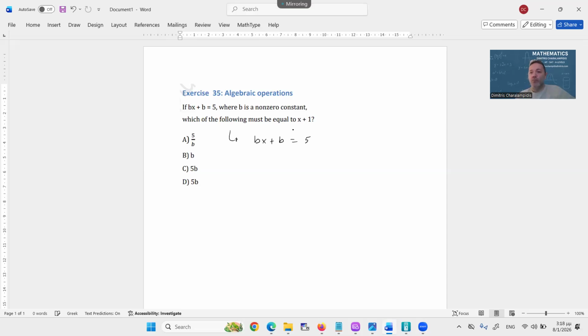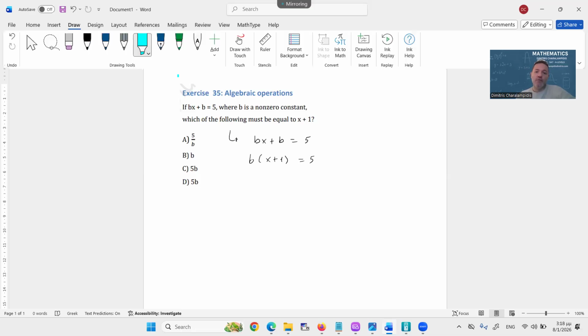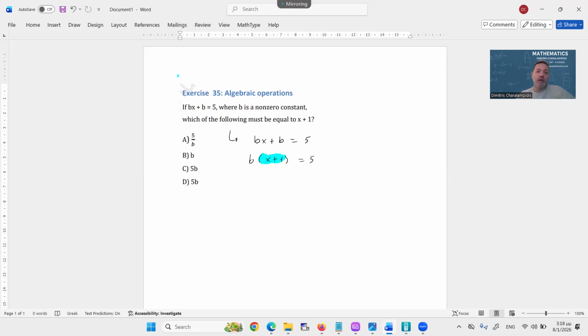left side we have two b's. This means that we can use b as a common factor, and inside the bracket we will have the x plus 1 expression. This means that now I will directly try to solve for this expression, x plus 1.